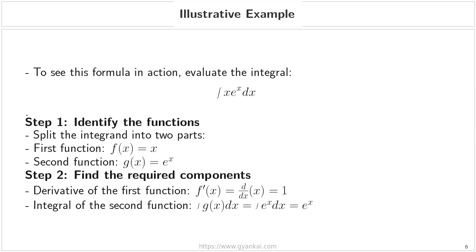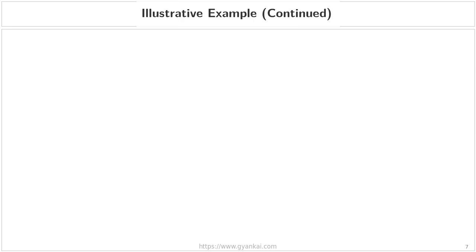Great, we've now identified f of x, g of x, f prime of x, and the integral of g of x. In the next slide, we'll substitute these values into the integration by parts formula and continue solving the integral. Illustrative example, continued.